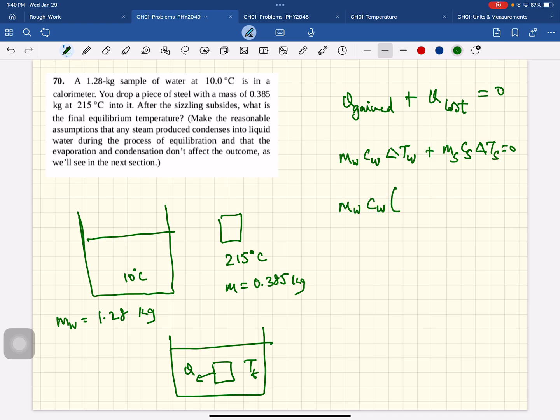Change in temperature of water is always final temperature minus initial temperature, plus mass of steel, specific heat of steel, and final temperature minus initial temperature. The final temperature will be lower than that, and you see this will be negative. This will be higher than that, that will be positive.